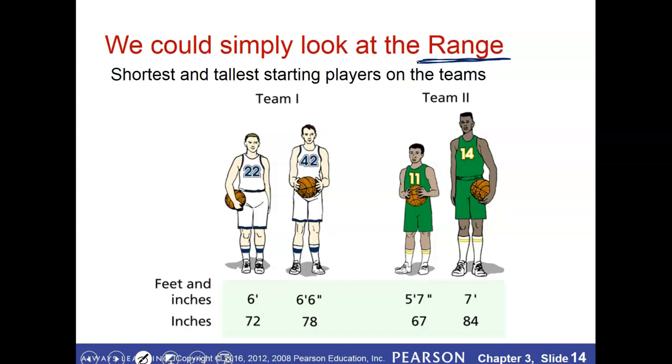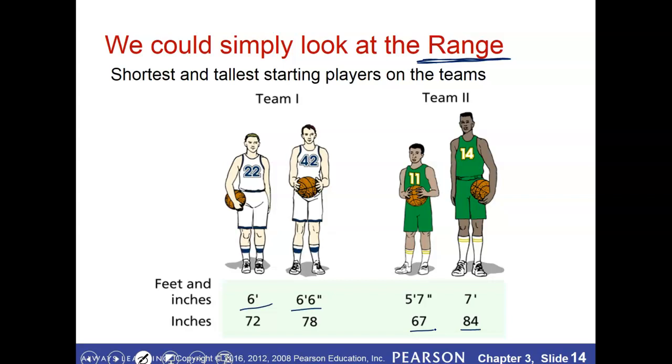If we take a look at the range, we find it by taking the biggest person minus the smallest person. On the white team, the biggest person is 6'6", the smallest person is 6 feet, so the range would be 6 inches. On the green team, the biggest person is 7 foot, which is 84 inches. The smallest person is 5'7", which is 67 inches. If we subtract those, what would that be? 17 inches, which is over a foot. And so the range is a measure of how spread out the data is.